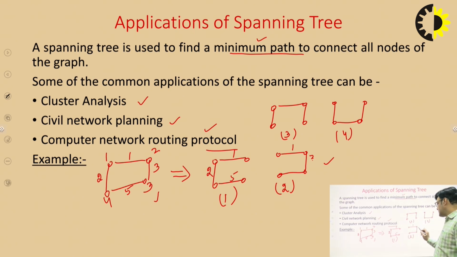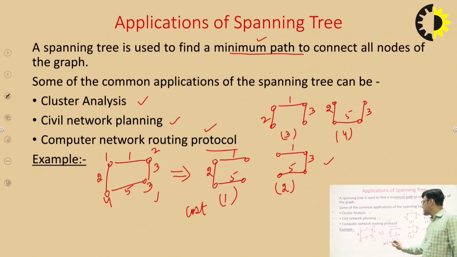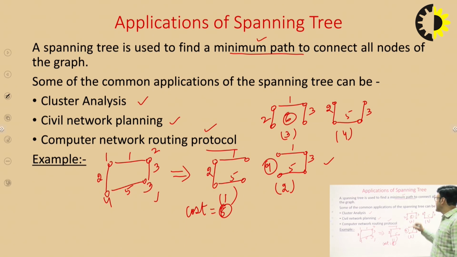Here it is 1, 3, 5. Here it is 2, 1, 3. Right? And here it is 2, 5, 3. So let me calculate the cost for each spanning tree. 5 plus 2 is 7, 7 plus 1 is 8. So the cost of this is 8. The cost for this spanning tree is 5 plus 3 is 8, 8 plus 1 is 9. The cost of this spanning tree is 9. The cost of this spanning tree is 3 plus 2 is 5, 5 plus 1 is 6. The cost of this spanning tree is 5 plus 3 is 8, 8 plus 2 is 10.